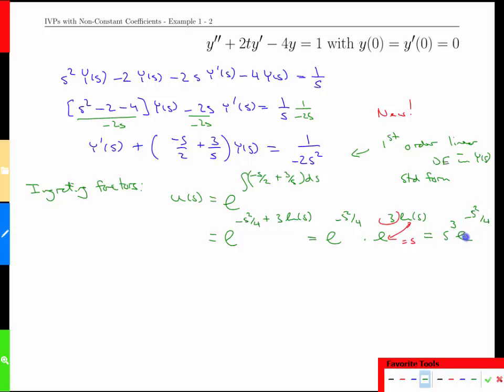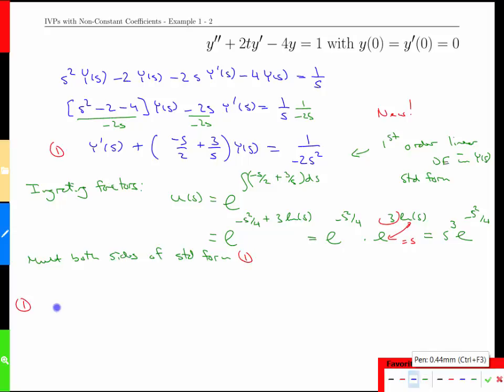And if you recall, the purpose of having this integrating factor is it's something that we multiply both sides of the standard form by, and it will lead us to an exact form that we can easily integrate. So we're going to multiply both sides of the standard form, which is number 1 here.